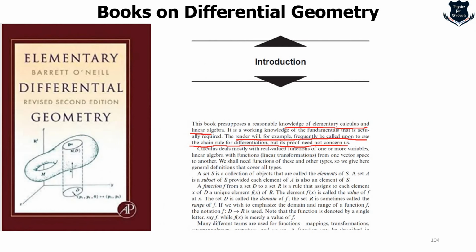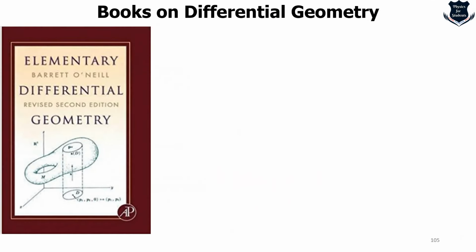So here is a quick review of the chapters. Again, you see the introductory part mentions knowledge of elementary calculus and linear algebra. So the book presupposes, that means the assumption is, just knowledge of elementary calculus and linear algebra. "The reader will, for example, frequently be called upon to use the chain rule for differentiation, but the proof need not concern us." That means you just need to know how the chain rule works, but you are not worried about the proof, and that is quite good. If an author makes this kind of clear statement at the beginning of the book in the introduction, that makes a lot of difference to the readers.